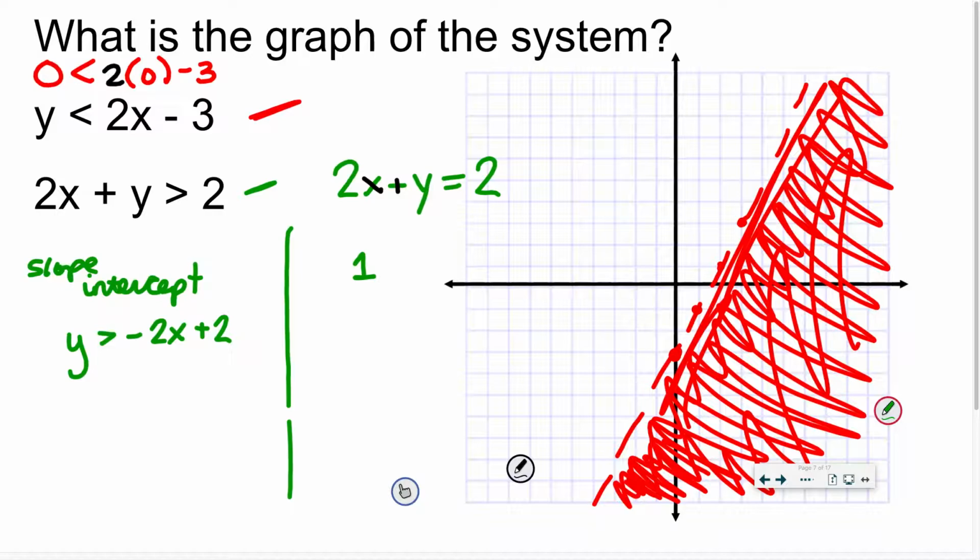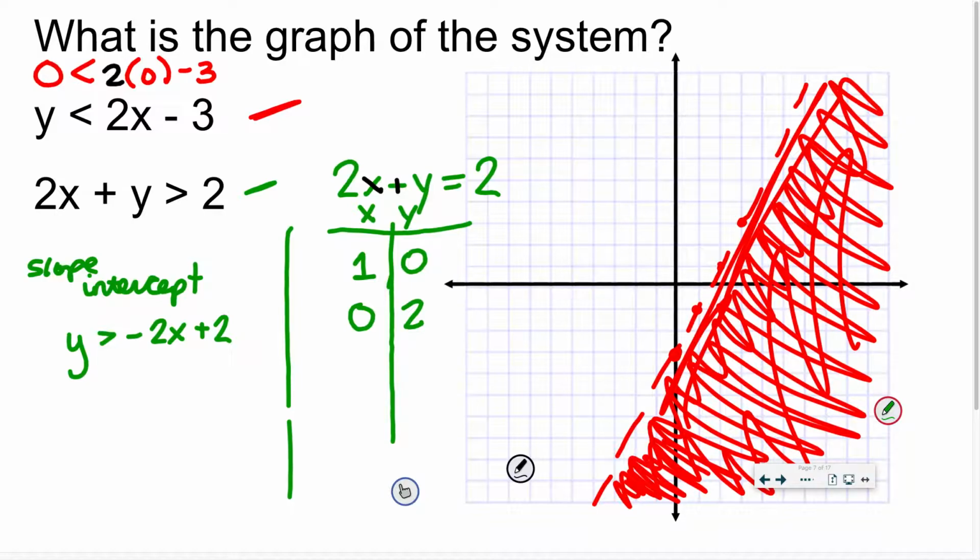You sure? If x is 1, y is 0. Do you have another one? If x is 0, y is 2. So what are you creating? A table. Yeah, you can create a table of values. You can always create a table of values if you need to create a line.